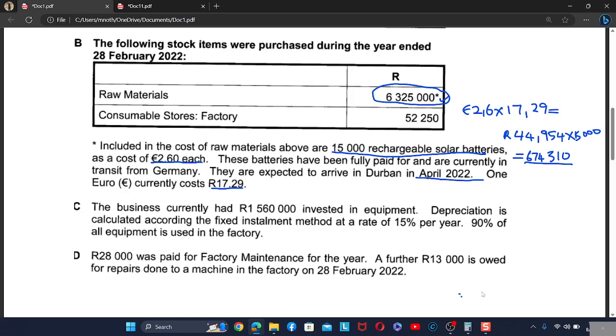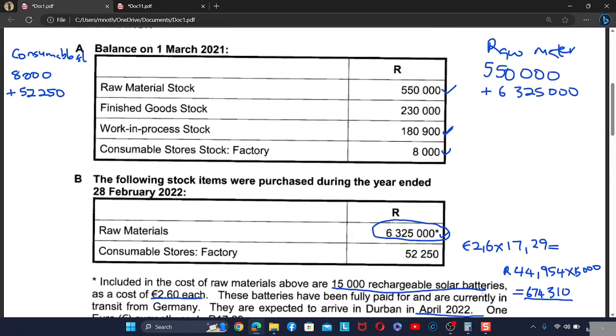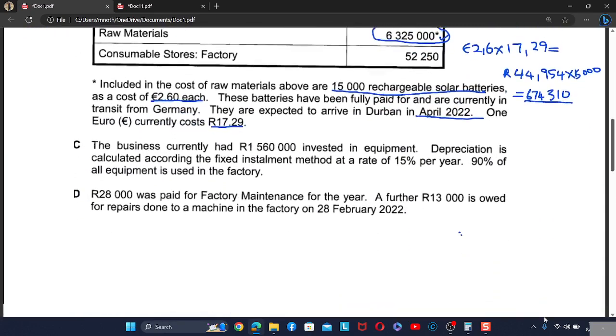But what I want you to note is that this stock will only be in the business in the next financial year. So at the moment in the storeroom, this 674,310 is not here in the business. Therefore, we must subtract this 674,310 so that we know how much raw material is actually in the storeroom. Let's continue.